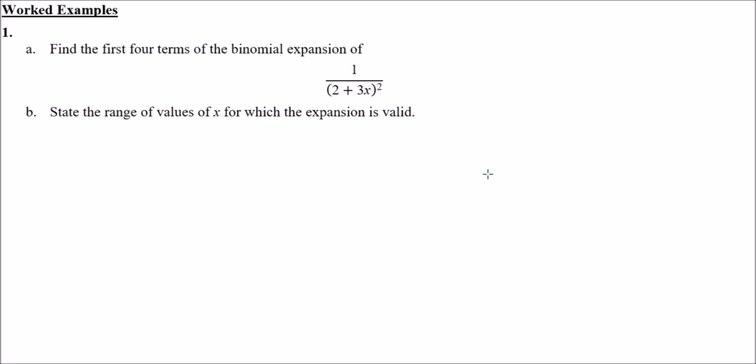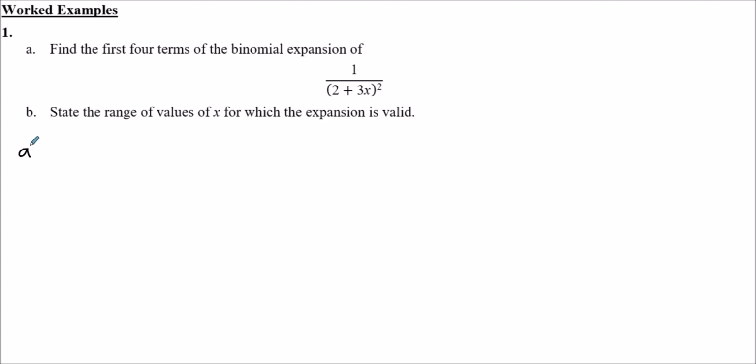So worked example 1. Part A, find the first 4 terms of a binomial expansion of 1 over (2 plus 3x) all squared. Then part B, state the range of validity, is all it's saying. So let's just do part A first.